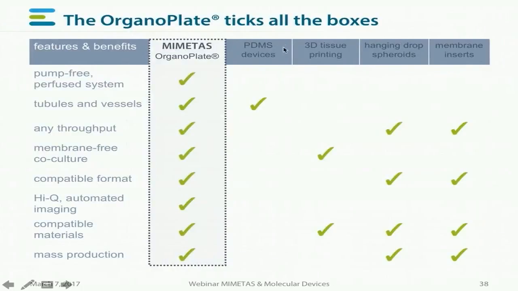So there's, in the organ-on-a-chip world, PDMS, which is a silicone rubber-based device. Well, these devices support, for example, tubules, but they always require pumps and tubes in order to be operated. Their throughput is limited. There's always a membrane between the cells, preventing the cells from real physical interaction. Their format is not compatible. It's not a microplate or anything compatible with existing equipment.